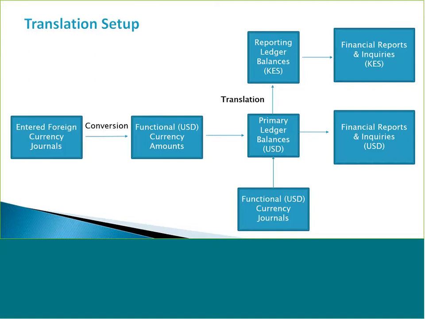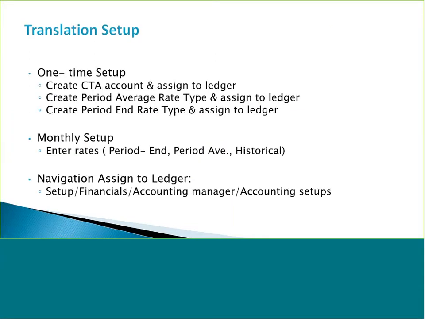So this picture is basically a representation of that process, where journals are entered either in the functional currency or in foreign currency, and then there's conversion for the foreign currency journals. They're posted, and the balances are updated, and then translation is done at the end of the period. So we have already seen what translation involves.